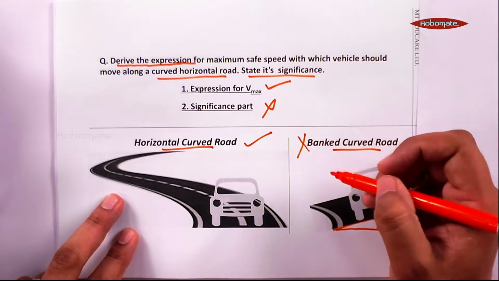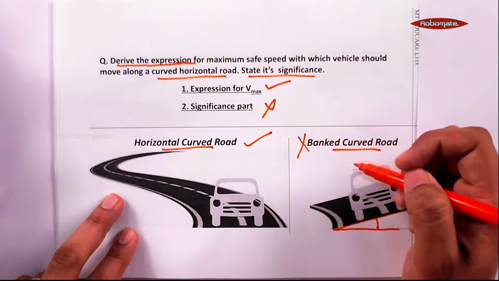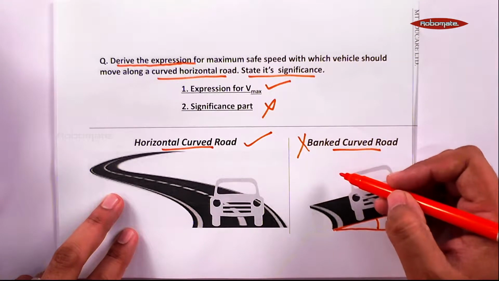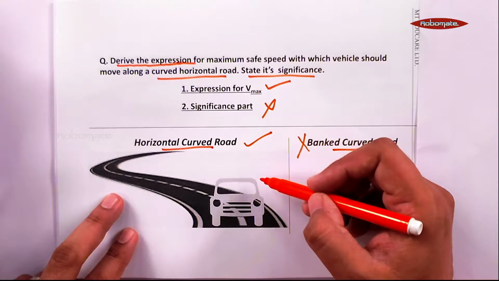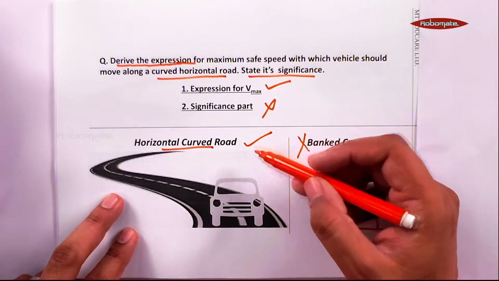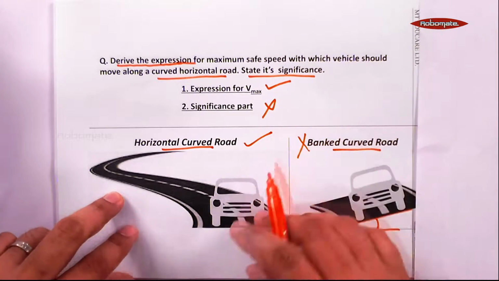Okay, so be very careful to read the question properly. If they say for a banked road, then in that case the angle of banking concept comes and the derivation is different. And when they consider a horizontal road, there is no angle of banking, there is only frictional force for which the derivation is different. So now let's move on and understand how do you derive an expression for this maximum safe velocity.